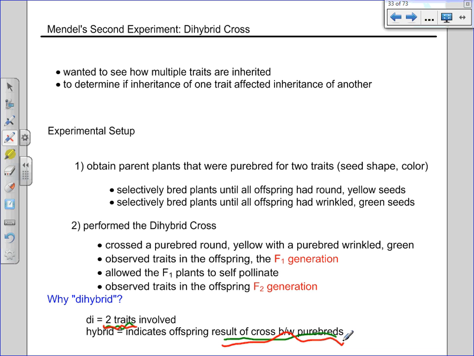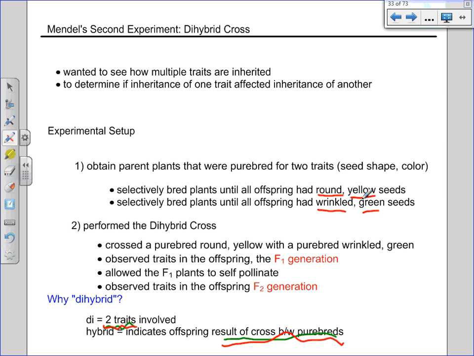So to set up his experiments, he selectively bred, but instead of just for one trait, like the height of the plant, tall or short, this time he did shape and color of the seeds. He bred one set so that they were both dominant traits, round and yellow, and he bred one set of plants so that they were both the recessive trait, wrinkled and green. Then he performed this dihybrid cross.